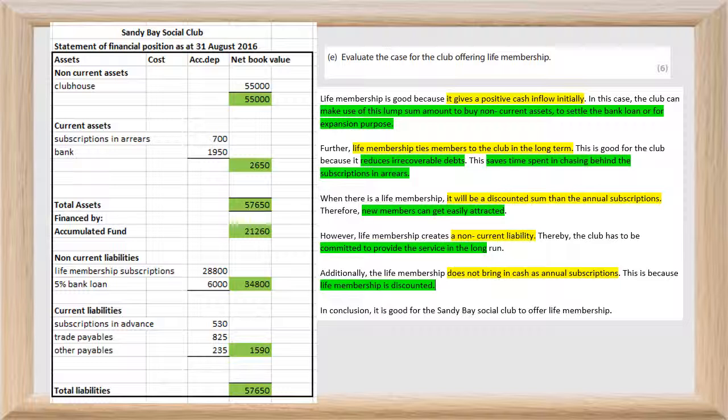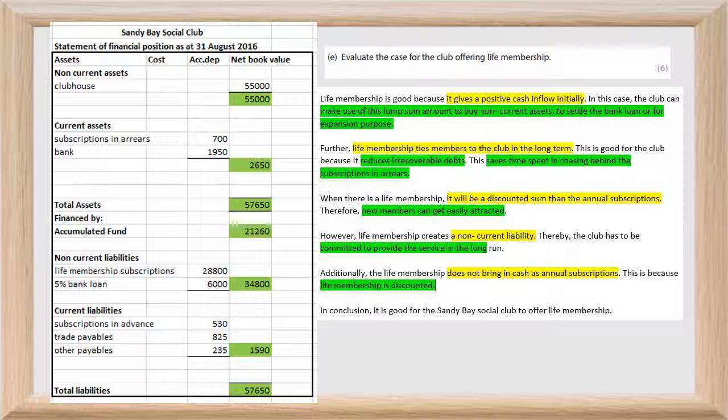Furthermore, when there is a life membership, it will be a discounted sum compared to the annual subscriptions. Therefore, new members can get easily attracted. However, life membership creates a non-current liability. Thereby, the club has to be committed to provide the service in the long run. Additionally, life membership doesn't bring in as much cash as annual subscriptions. This is because life membership is discounted. In conclusion, it is good for the Sandy Bay Social Club to offer life membership.